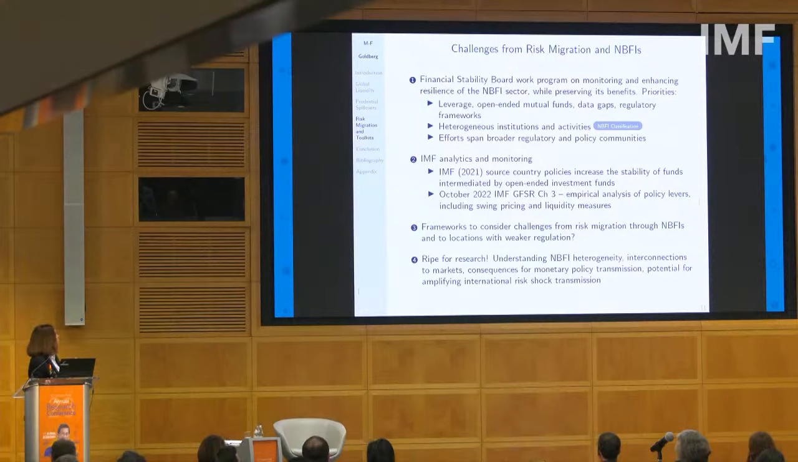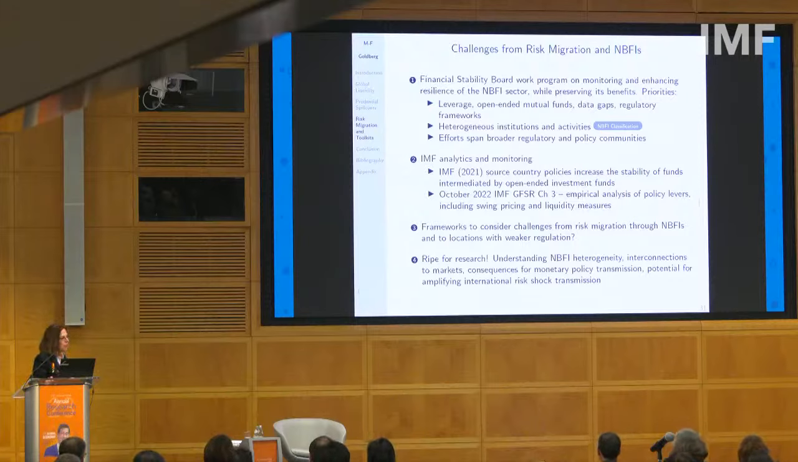In 2021, source country policies were actually highlighted as increasing the stability of funds intermediated by open-ended investment funds. And in the recent Global Financial Stability Report, Chapter 3, there was an emphasis on policy levers, including swing pricing and liquidity measures. Frameworks still, I think, need more development around considering challenges from risk migration through NBFIs and to locations with weaker regulations.